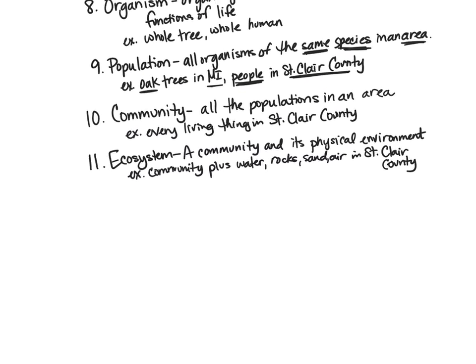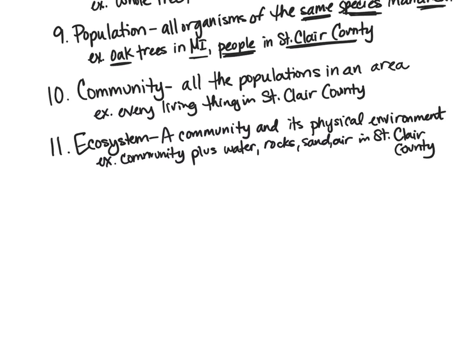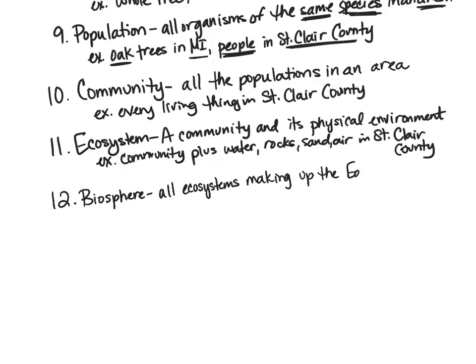Then, if we move from the ecosystem and take several ecosystems, namely all of the ecosystems, this is all of the areas, all of the communities and the physical environments in the entire Earth. Now we're at the biosphere. So the biosphere is all ecosystems making up the Earth. This includes all of the parts of the Earth that sustain life.